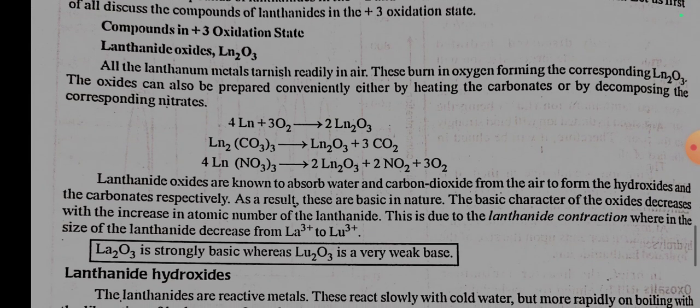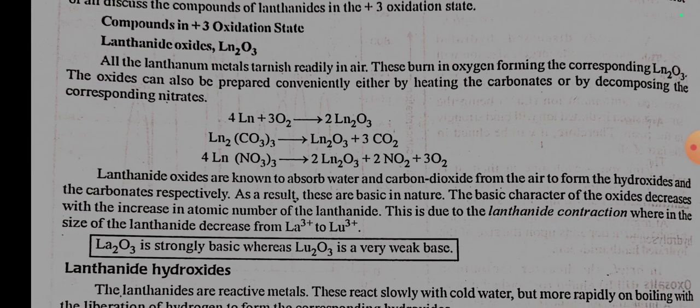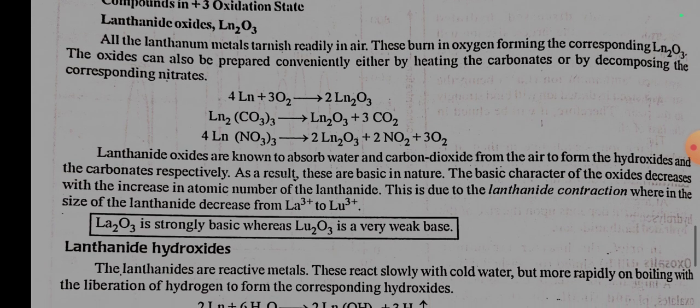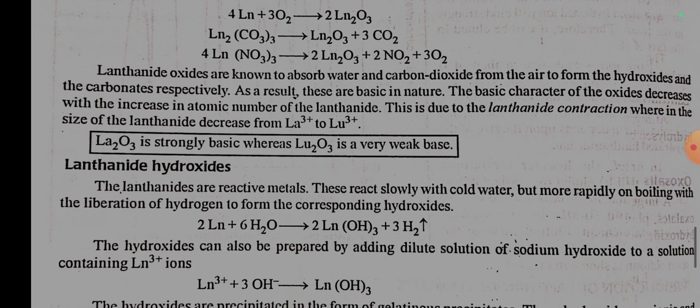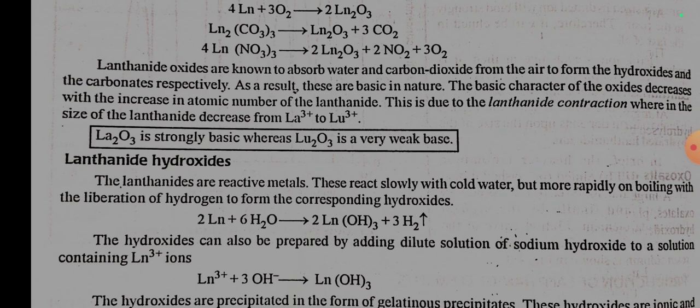Compounds in +3 oxidation state. Lanthanide oxides, Ln2O3. All the lanthanide metals tarnish readily in air. These burn in oxygen, forming the corresponding Ln2O3. The oxides can also be prepared conventionally, either by heating the carbonates or by decomposing the corresponding nitrates. 4Ln plus 3O2 gives 2Ln2O3. Ln2(CO3)3 gives Ln2O3 plus 3CO2. 4Ln(NO3)3 gives 2Ln2O3 plus 12NO2 plus 3O2.